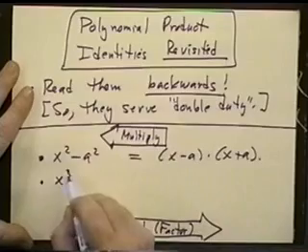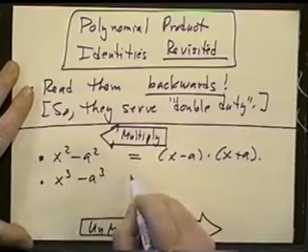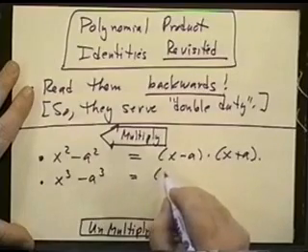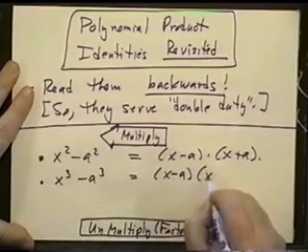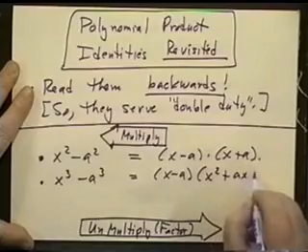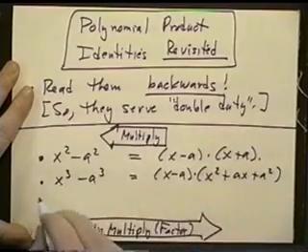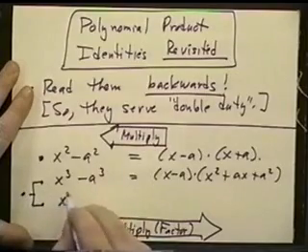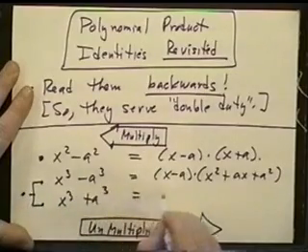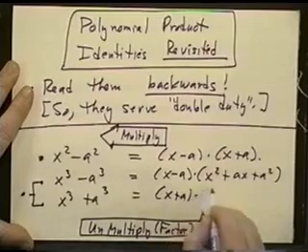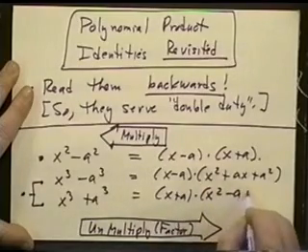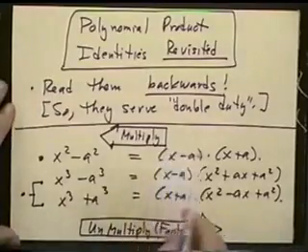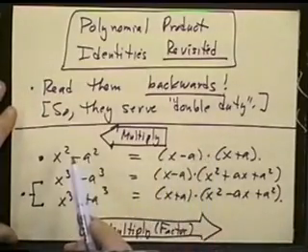Then let's look at the cubes. x cubed minus a cubed. If I write the x cubed minus a cubed over here, I can factor that as x minus a times x squared plus ax plus a squared. I can also factor its companion, x cubed plus a cubed, similarly, into x plus a times x squared minus ax plus a squared. Now see, going from right to left is multiplication.